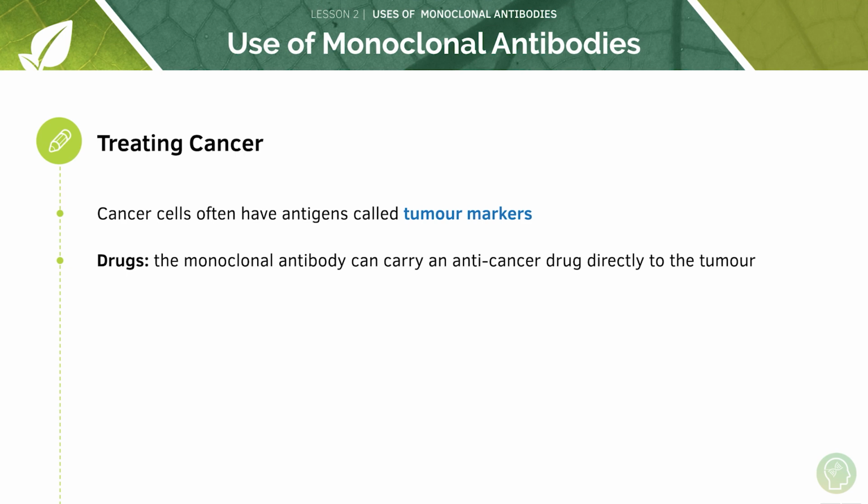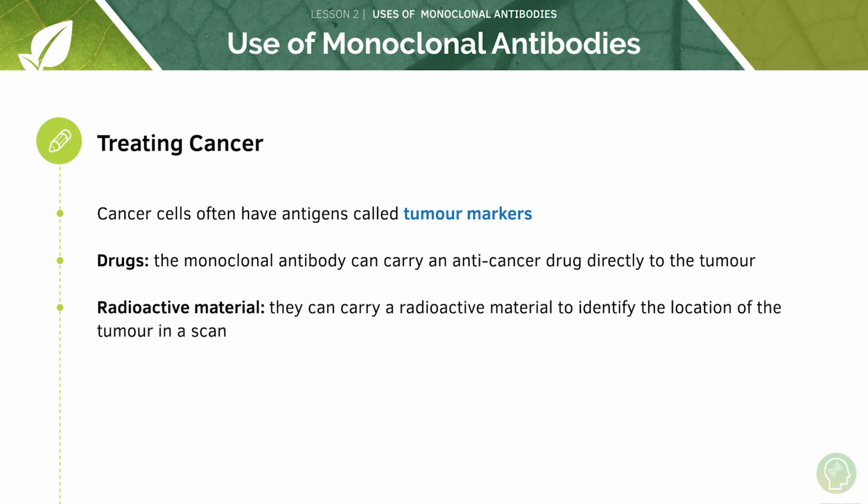Now, why would we want to do this? Well, we can do clever things. We can attach drugs to the monoclonal antibody, and these drugs can then be carried to the cancer site directly. Or alternatively, we might want to attach radioactivity to the monoclonal antibody, and so when the monoclonal antibody binds its antigen on the tumour, we can then identify the location of the tumour in a scan.